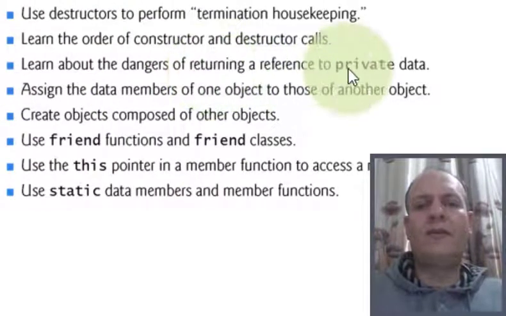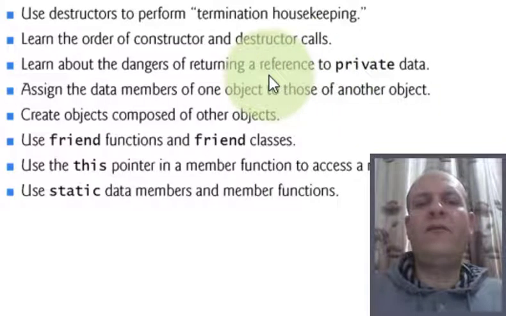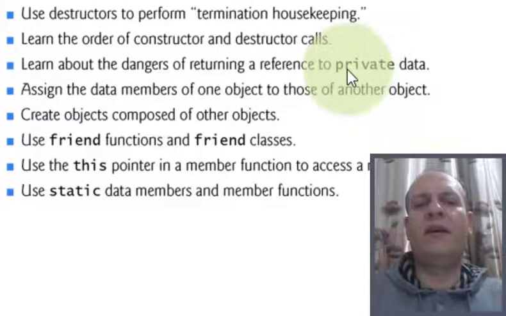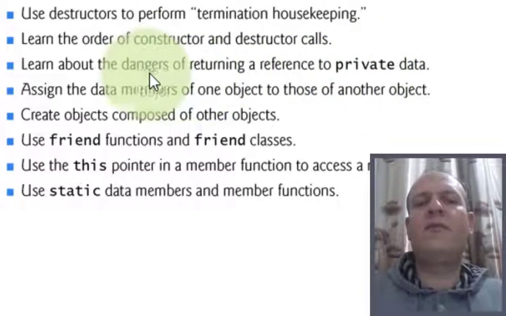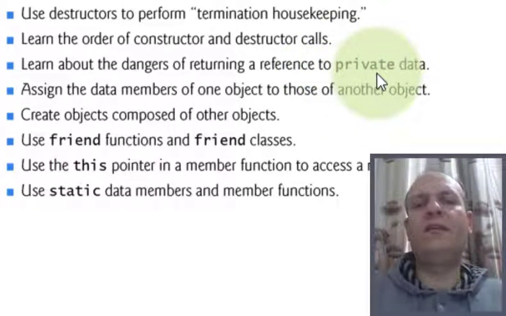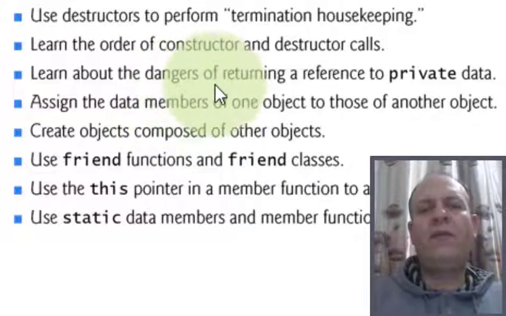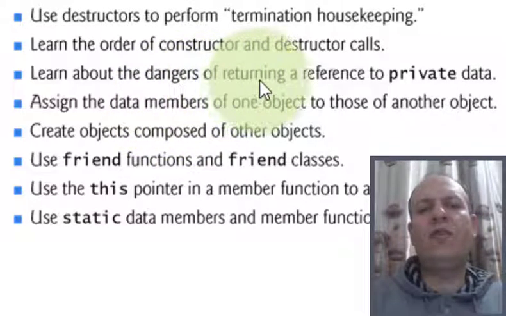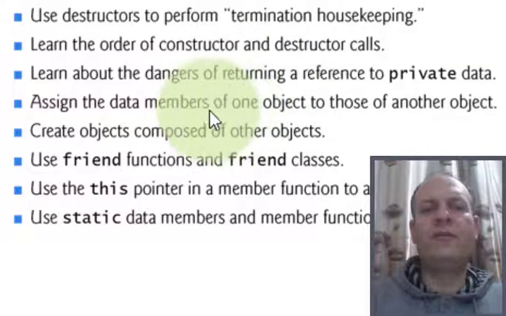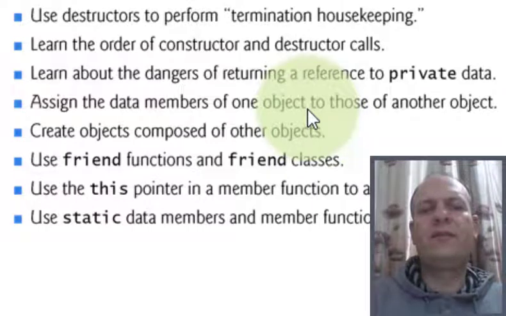Also, we will discuss if we have a private data and return a reference or a pointer to this private data. Is it recommended or not recommended? What are the dangers of returning such reference or such pointer to private data? Another objective in this chapter, if we have two objects, how can we assign one object to another object? So we will talk about assignments between two objects.